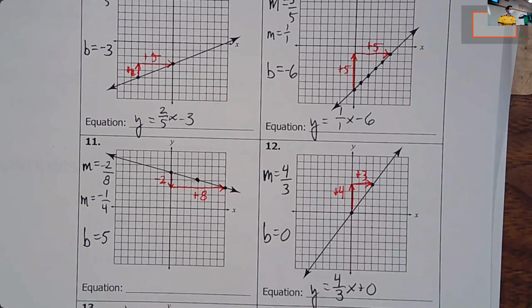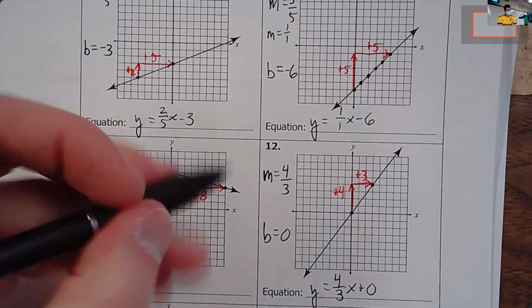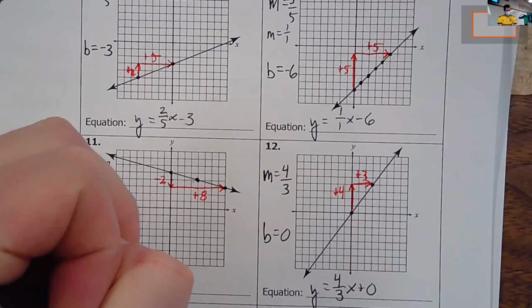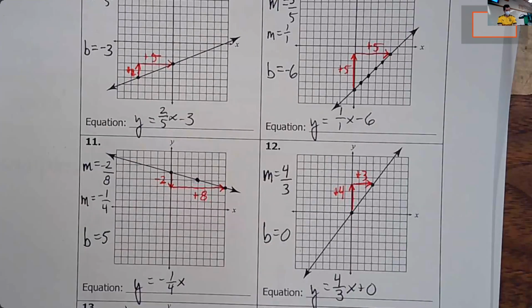Any questions there before we continue? Oh, you're right. On number 11, I didn't write the equation. y equals -1/4x plus 5. Cool. Yeah, thank you for reminding me. Appreciate that.